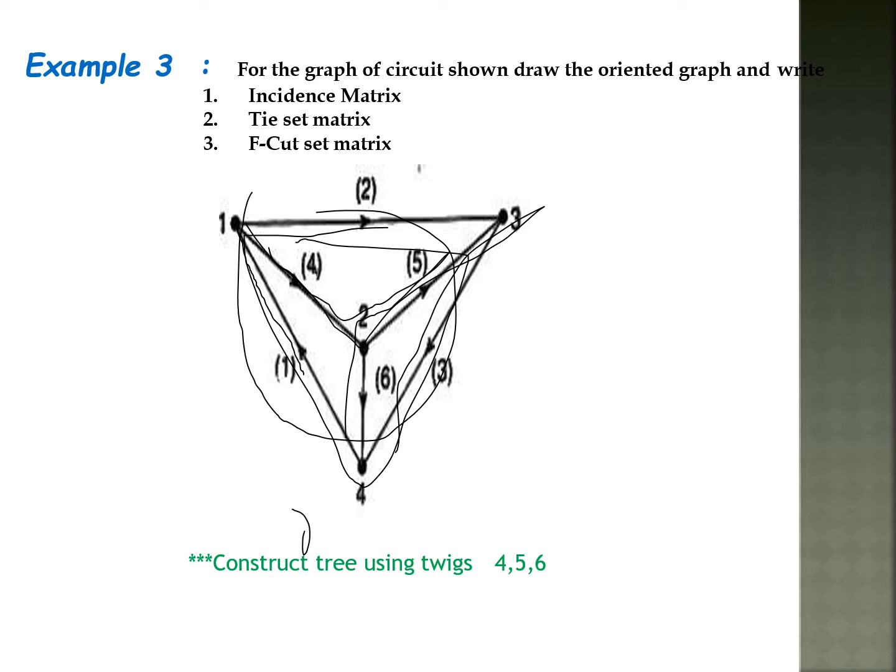So this is example 3. Already we know the graph. Which graph is it? An oriented graph. It consists of 1, 2, 3, 4, 5, 6 branches and 1, 2, 3, 4 nodes. We already know how to convert this into a tree. A tree is always an open set, with no loops. Branches 4, 5, 6 in the middle part are represented as the tree and tree branches. The remaining outer part is represented by the co-tree.